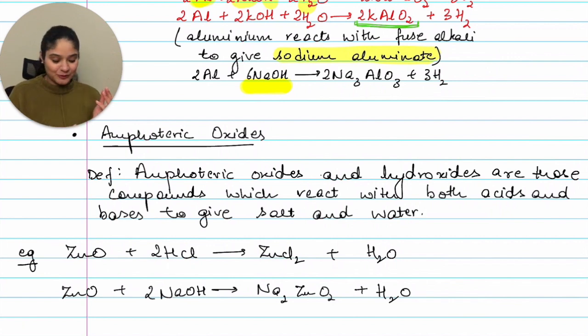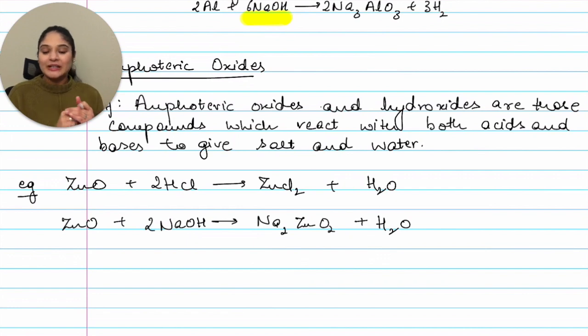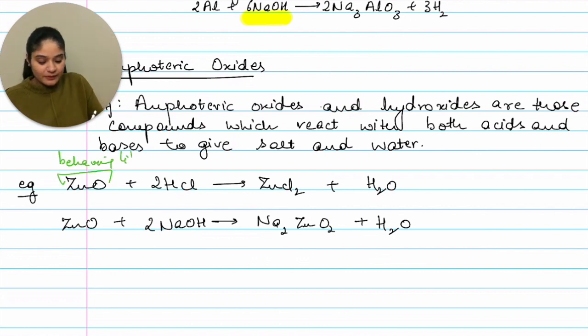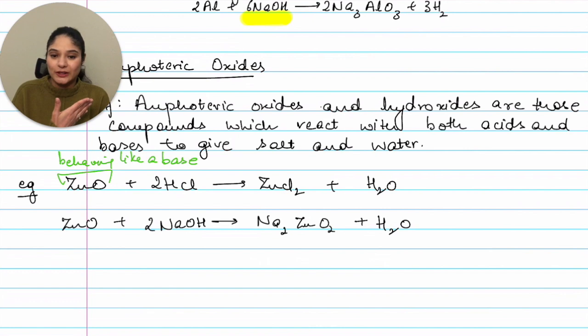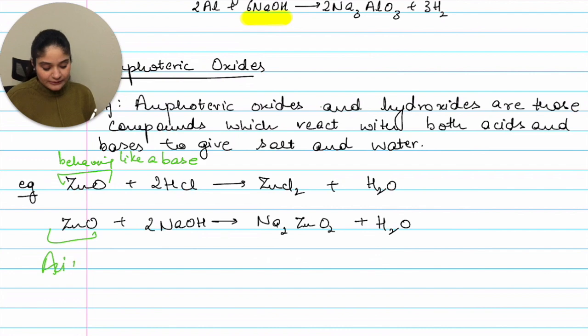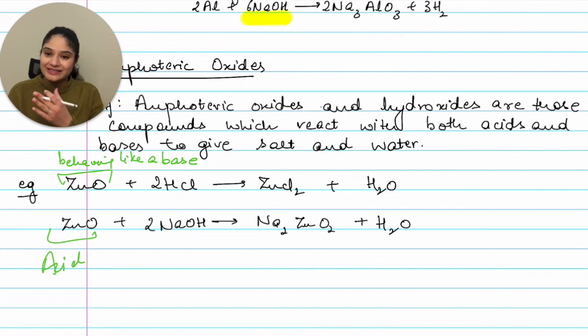Let's look at an example, ZnO. ZnO reacts with HCl, giving us ZnCl2 plus water. So in this case, ZnO is behaving like a base. Then if you have ZnO reacting with NaOH, it gives you Na2ZnO2 plus water. In this case, it is working as an acid. So at the end of the equation, you are just ending up with acid plus base giving us salt and water. So such oxides are amphoteric oxides.